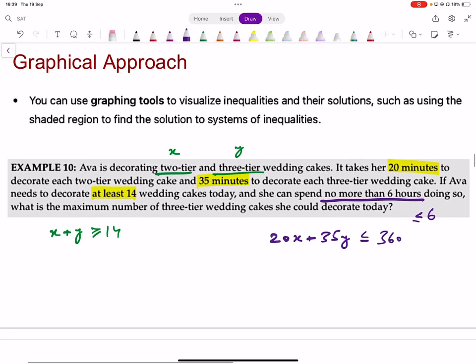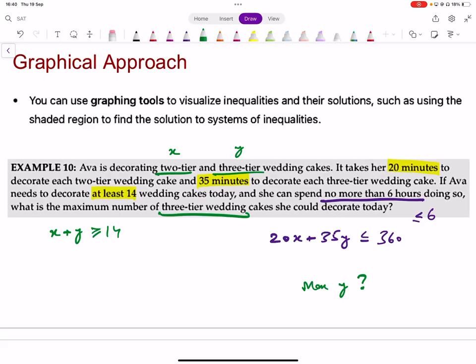Now, this is where Desmos is extremely helpful. You can just input these two inequalities there, look at the graph and see what maximum value you can see there. What are we looking for? The maximum number of three-tier wedding cakes. That means what's the maximum value of y? That's what we want. Okay.